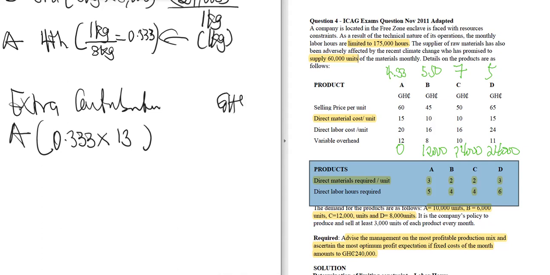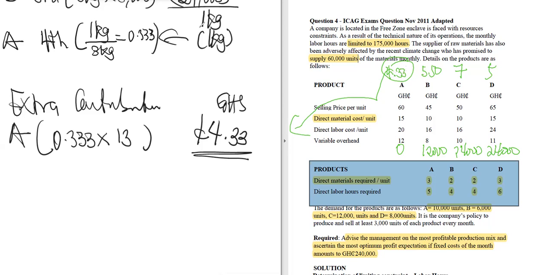The extra contribution for this product, which is 0.3333 by the 13. And that's how much? 4.3. Okay. Now that gives you 4.3333 as the extra contribution. Now you can tell me you've seen this 4.333 somewhere. Have you not? Yes. So this 4.33 that we see here, which is the contribution per limiting factor, for the one you cannot produce or you are limited of, the one which is less profit making becomes the shadow price.